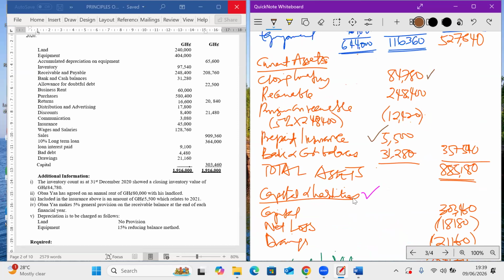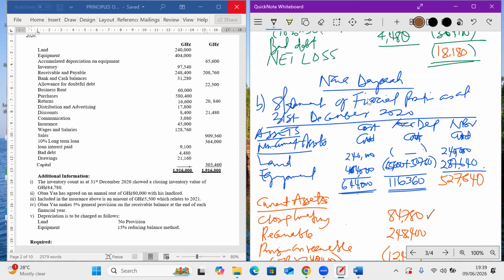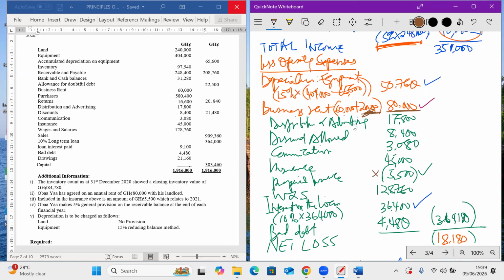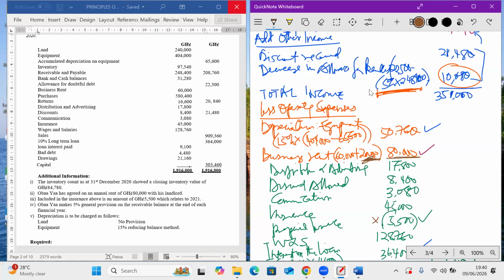Obaya makes 5% general provision on the receivable balance at the end of each financial year. So 5% provision, general provision. There's a 5% general provision here. There's a treatment in the balance sheet. Let's check the P&L. In the P&L, where is it? Here it is in the P&L. Another treatment. So it has been treated twice.